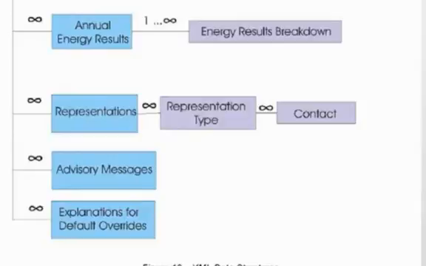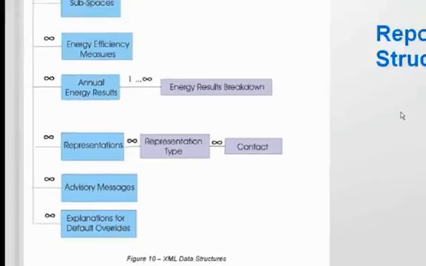Any advisory messages, for instance, I think one example would be if you exceeded the preset limit of the unmet load hours. Any kind of warning messages that might pop up from the simulation would be stored in this data structure. Lastly, any explanations for default overrides. We have some things that are defaults or critical defaults even in COMNET where they're not meant to be changed unless there's sufficient justification for overriding them.